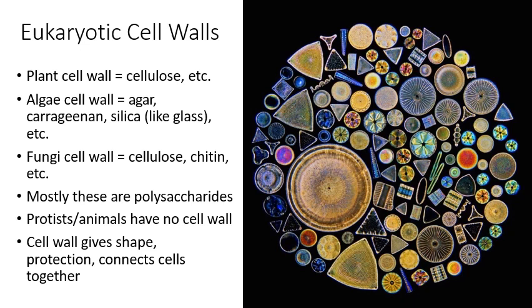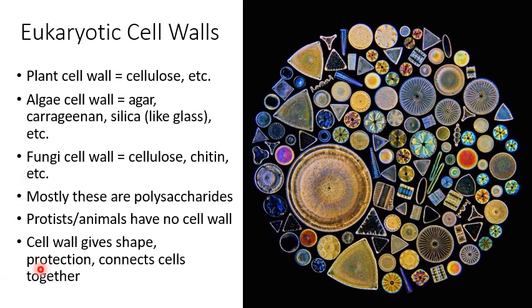Algae will have a cell wall. It could be made out of different things. It could be made out of agar or carrageenan. Those are both polysaccharides. Could also be made out of silica, which is not a polysaccharide. It's basically similar to glass and other things as well. In this image here, these would be different algal cells that all have silica making up their cell walls. And you can see their cell walls have all these crazy shapes, and they're very pretty because it's like glass.